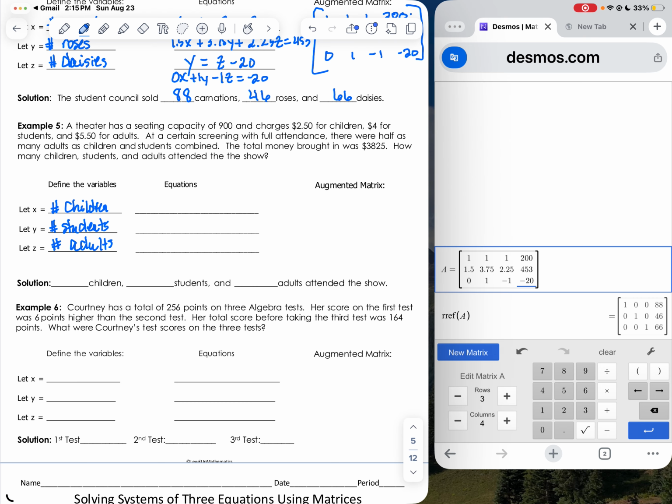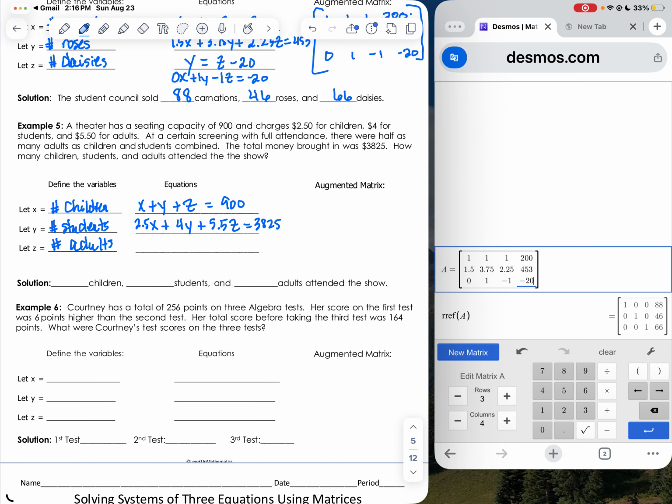So, just like a ticket problem or a coin problem, we always want to start by writing an equation for the total number of things we have. So in this case, the number of children tickets sold plus the number of students sold plus the number of adult tickets sold added up to 900. Now we'll write an equation for the value of each one. So what did they say? They said children was 2.5x, students were 4y, and adults were 5.5z, and that brought in a total of $3,825.